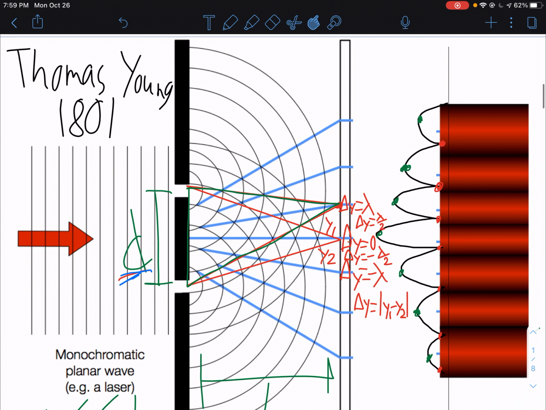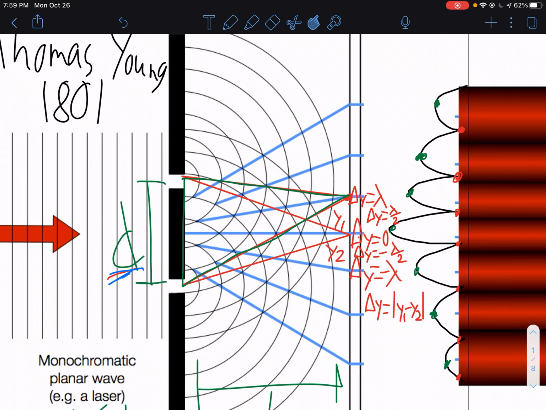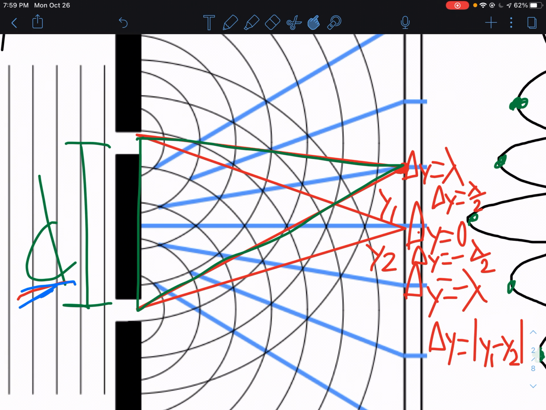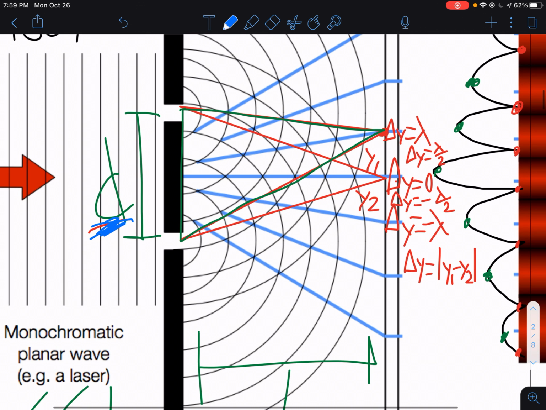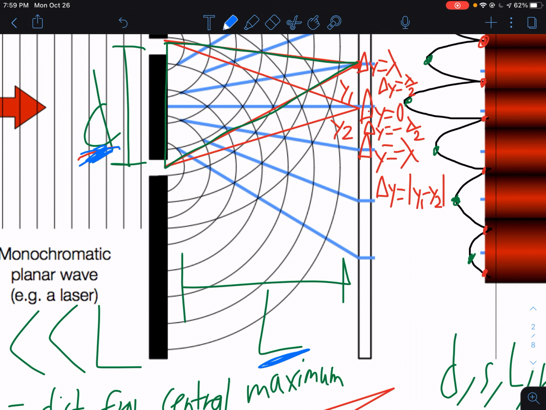Here you can see those waves, and in the intersection points, you have points of CI, and in between you have the points of DI. Whenever these waves intersect, you have CI, and in between you have DI. This variable d right here is the distance between the two slits, and the variable L is the distance to the screen.